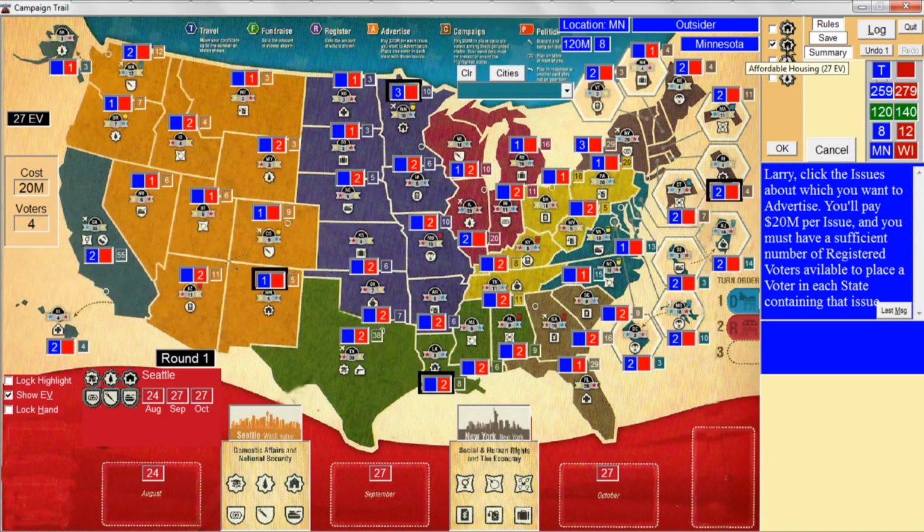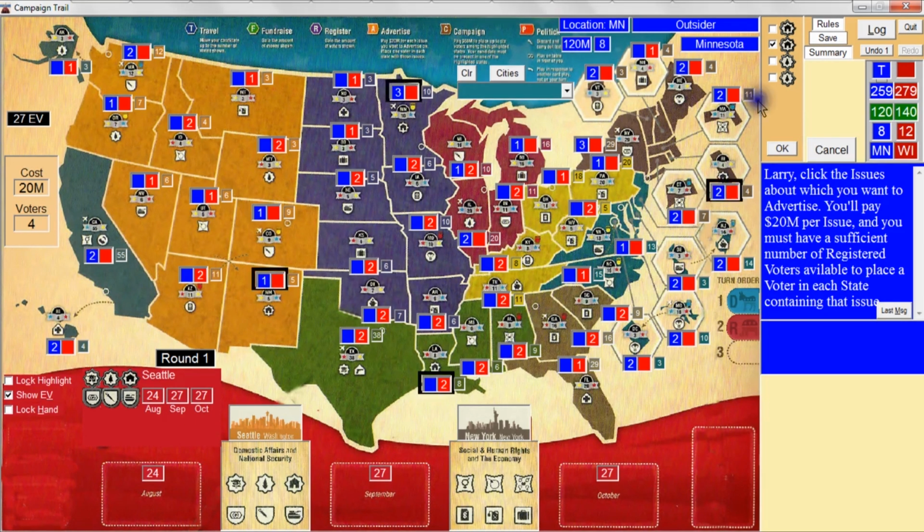Well, you can see Minnesota cares about affordable housing, but because that's my home state, I already have a pretty good majority up there. I also currently have the majority in New Mexico, and over there on the East Coast in Rhode Island. So if I advertised on affordable housing, and if I advertised twice, I could even the odds down there in Louisiana, and even the number of voters. Now, in Louisiana, the Republicans still are the primary tiebreaker, so at 2-2, they would still have the majority for purposes of Louisiana's 8 electoral votes. But that would strengthen my position in Louisiana.